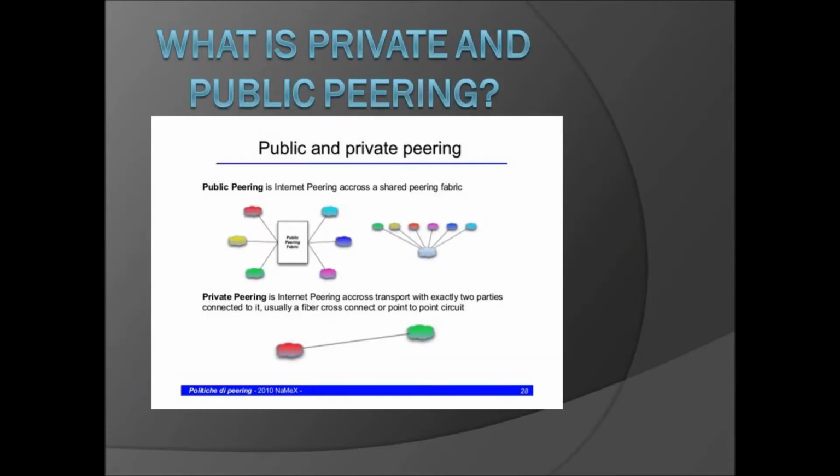Public peering is performed across a shared network called an Internet Exchange Point. Through this point, you can connect to many other peers using one or more physical connections. Private peering is performed by creating a direct physical connection between two networks.